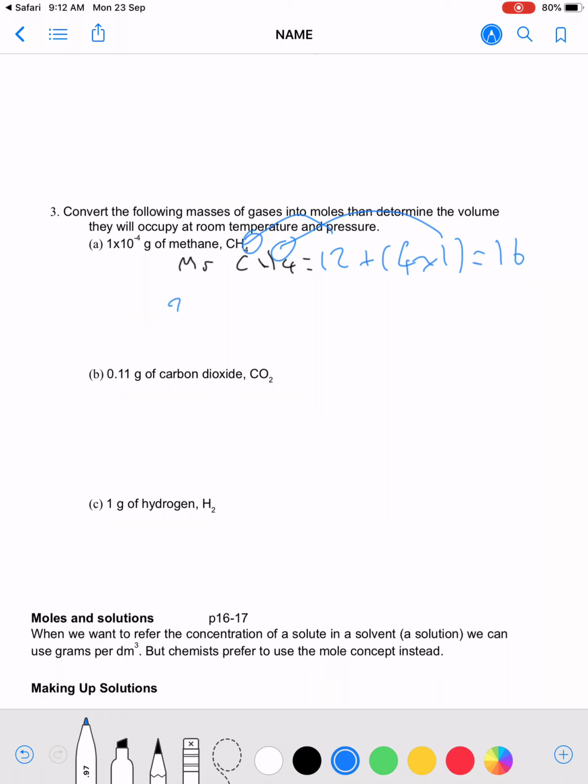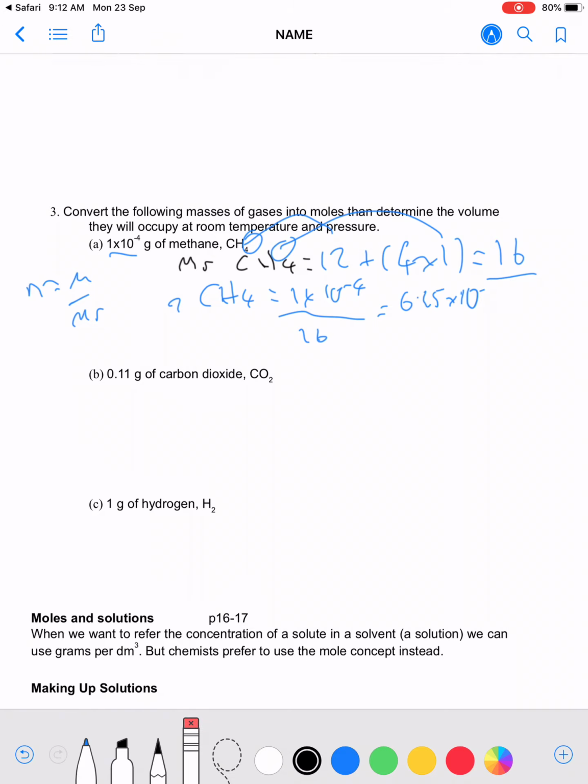So the amount, or the moles of methane, remember, n is m over Mr, moles is mass over molecular mass, so the moles is going to be the mass in the question, which is 1 times 10 to the minus 4, divided by the molecular mass here, which is 16, which I make 6.25 times 10 to the minus 3 moles.